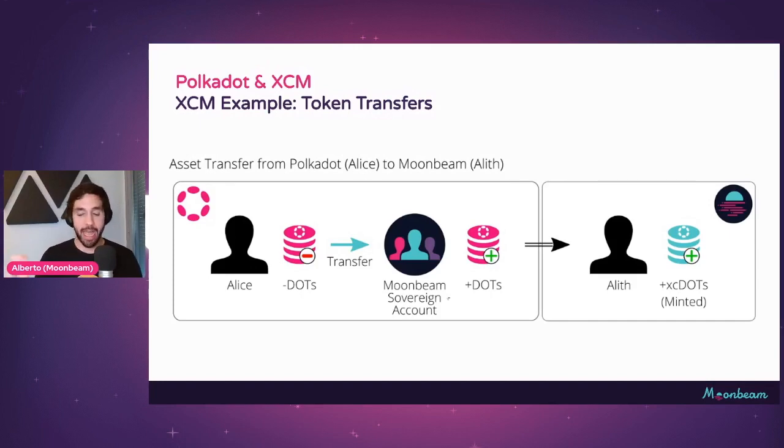So Alice and Aleth might have different owners, different private key owners, or they might be the same. That doesn't necessarily matter. But the important thing is that there are two separate sets of actions that are going to take place.